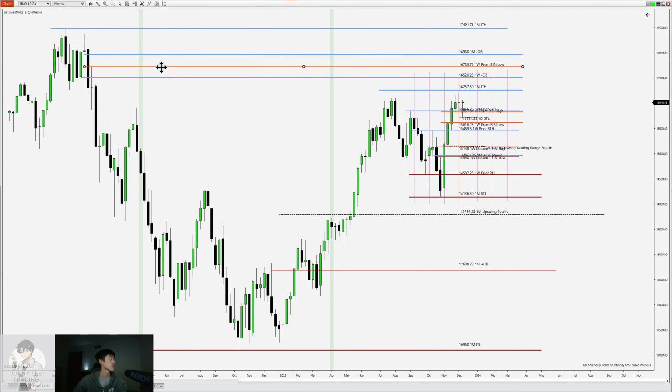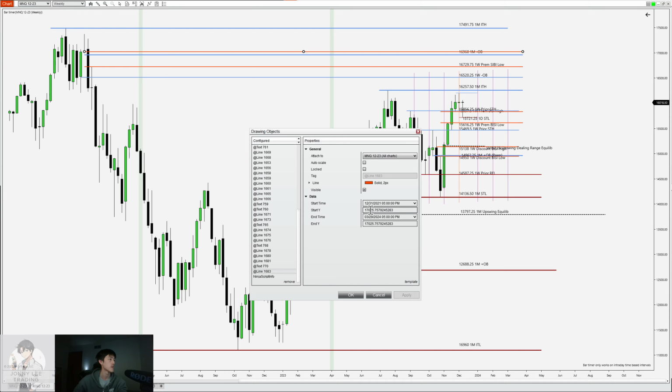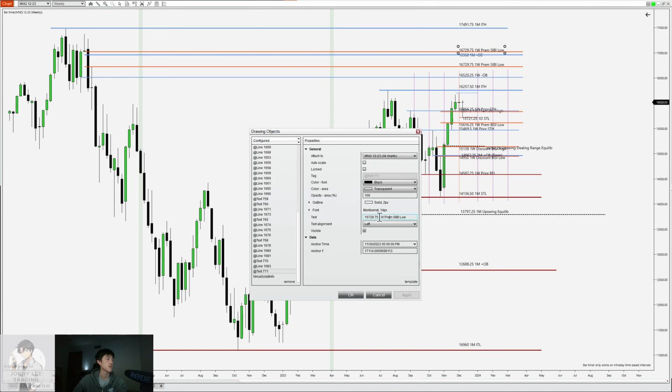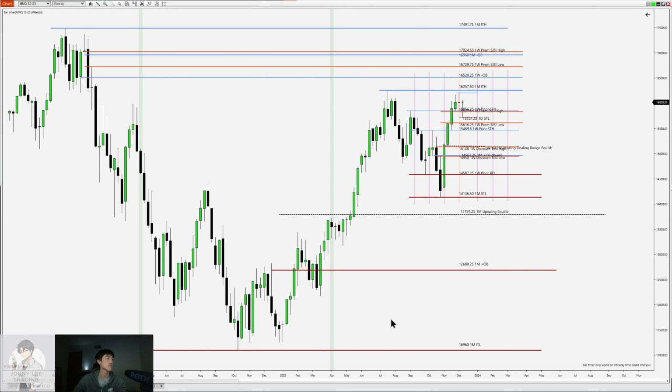And for completeness sake, I really should, it's bugging me to not have this here. So this low of 17024.50, I should have marked that on the weekly before that. That was bugging me for a little bit there. And we'll have to move these so that they're covered by the line so that they're a little bit able to be seen. So this is a premium SIBI high. And now that should lock this one as well.